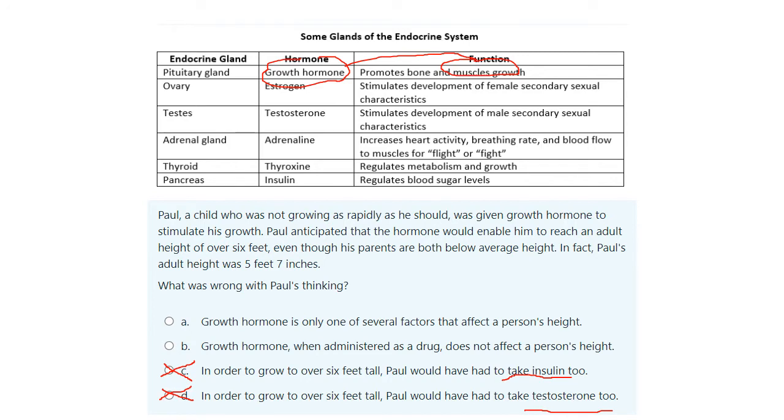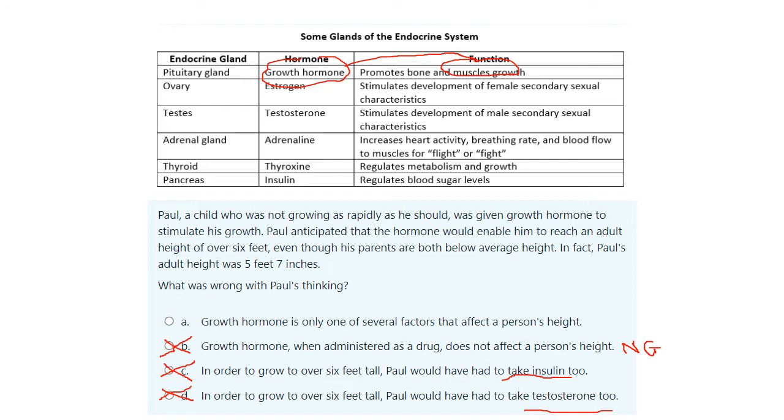Now let's look at A and B. Growth hormone is only one of several factors that affect a person's height. That's possible. Growth hormone, when administered as a drug, does not affect a person's height. Well, we don't know. It naturally occurs in the body and it does control growth. We have no information about what happens when it's injected instead of occurring naturally. That means administered as a drug. We don't know what happens when it is administered as a drug.